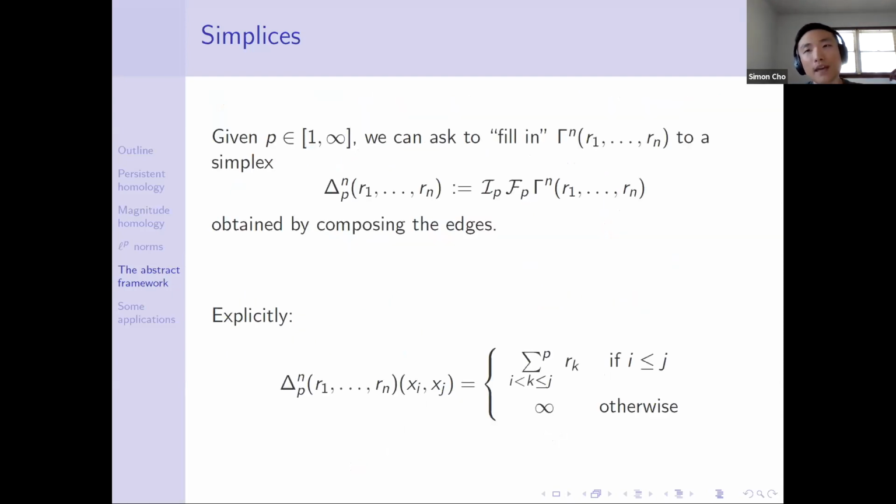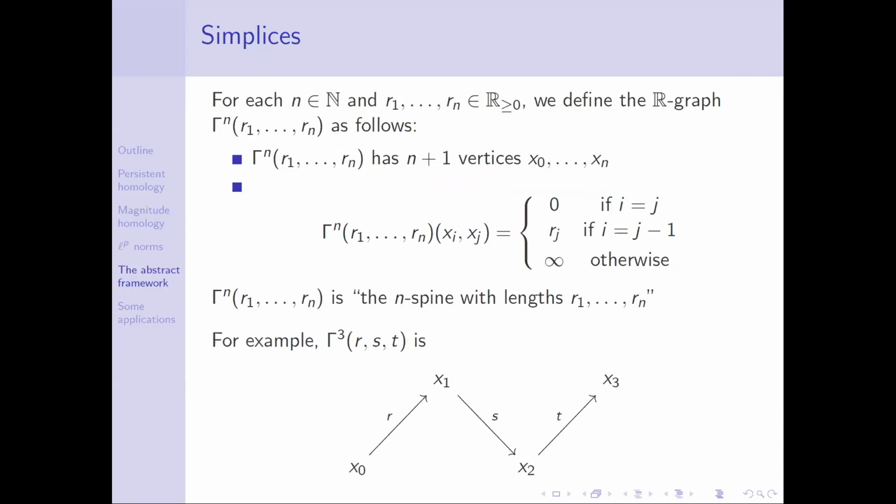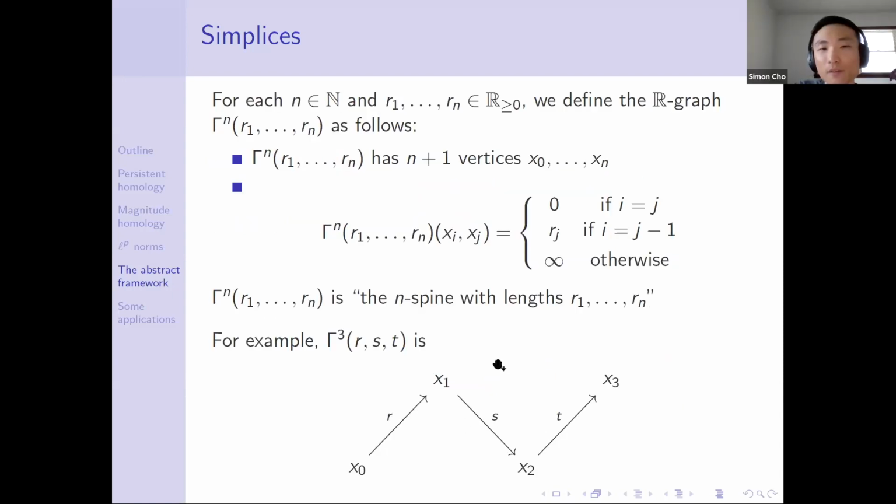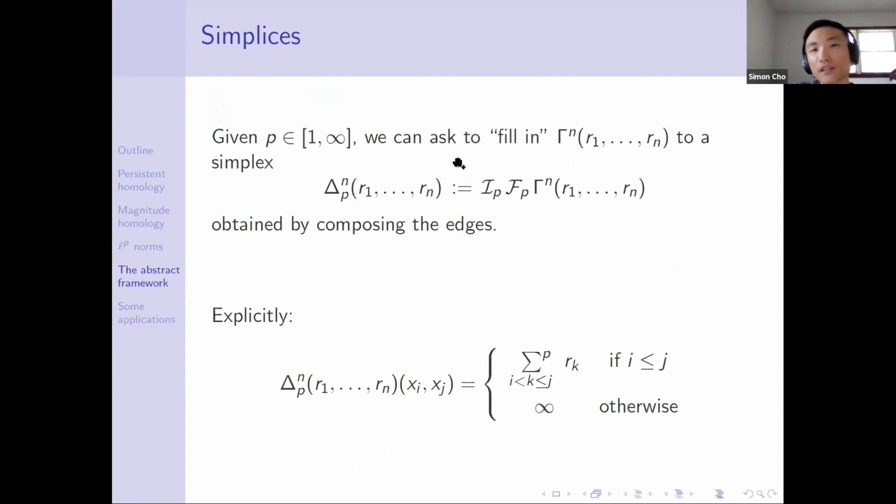Now, if you pick a value for P, why does this fail to be an LP metric space for any P? Well, the distances don't compose well. And so you can ask, what would it mean for it to compose well? Well, you just make the minimal modification to make the distances compose well for a given chosen value of P. So this is the simplex parameterized by those lengths.